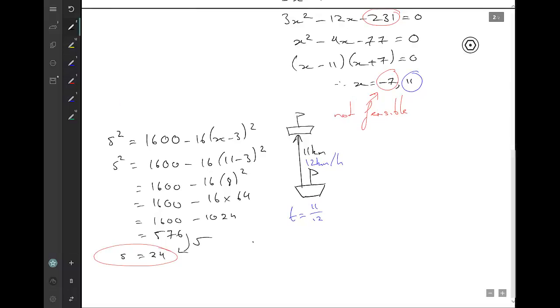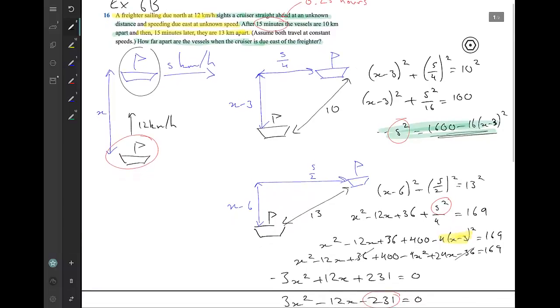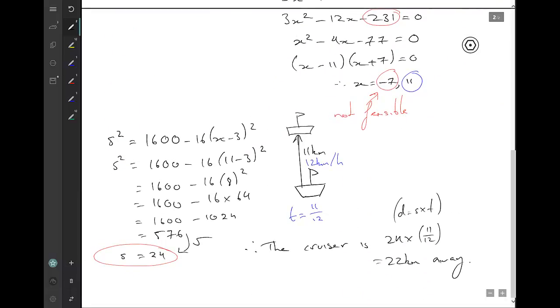So therefore, the cruiser is 24 times 11 on 12, remembering that distance equals speed times time. The cruiser is 24 times 11 on 12 equals 22 kilometers away. Again, we go back to the question to make sure that's exactly what it's asking. So how far apart are the vessels? Well, we can rephrase it if we like, but I think that's fine. So the cruiser is 22 kilometers away from the freighter. That's it.